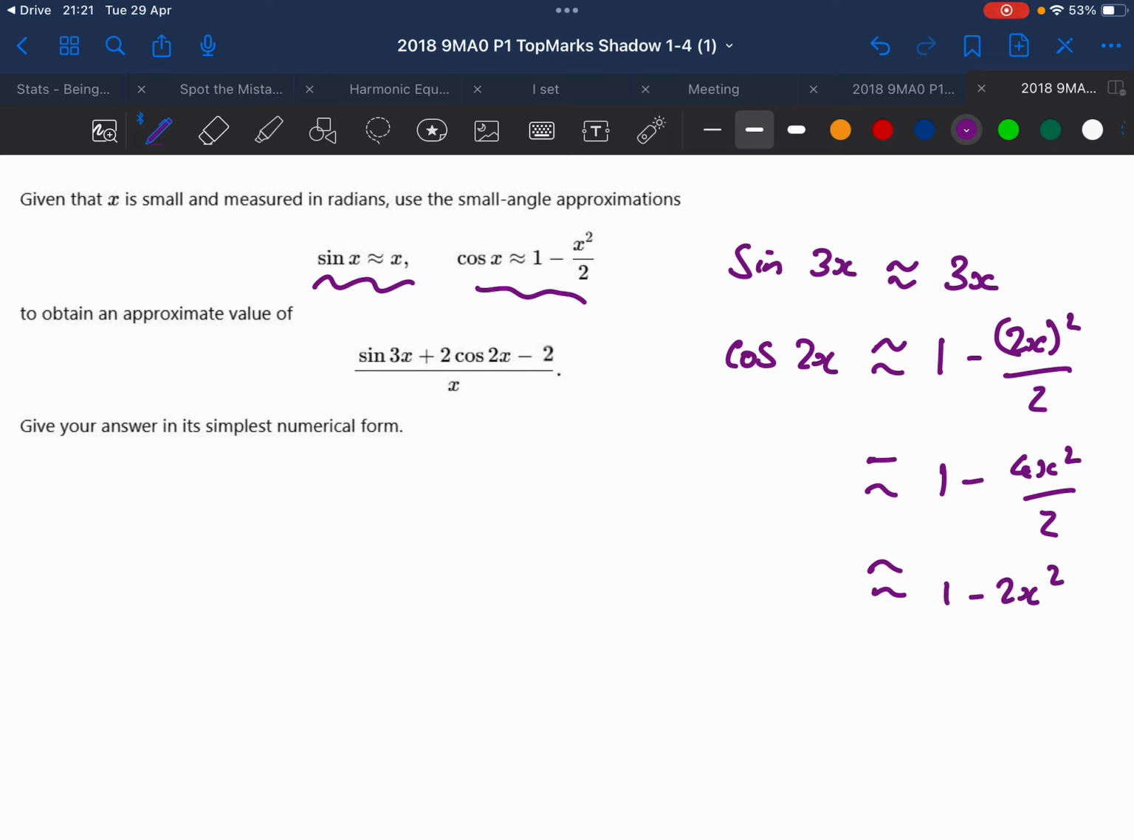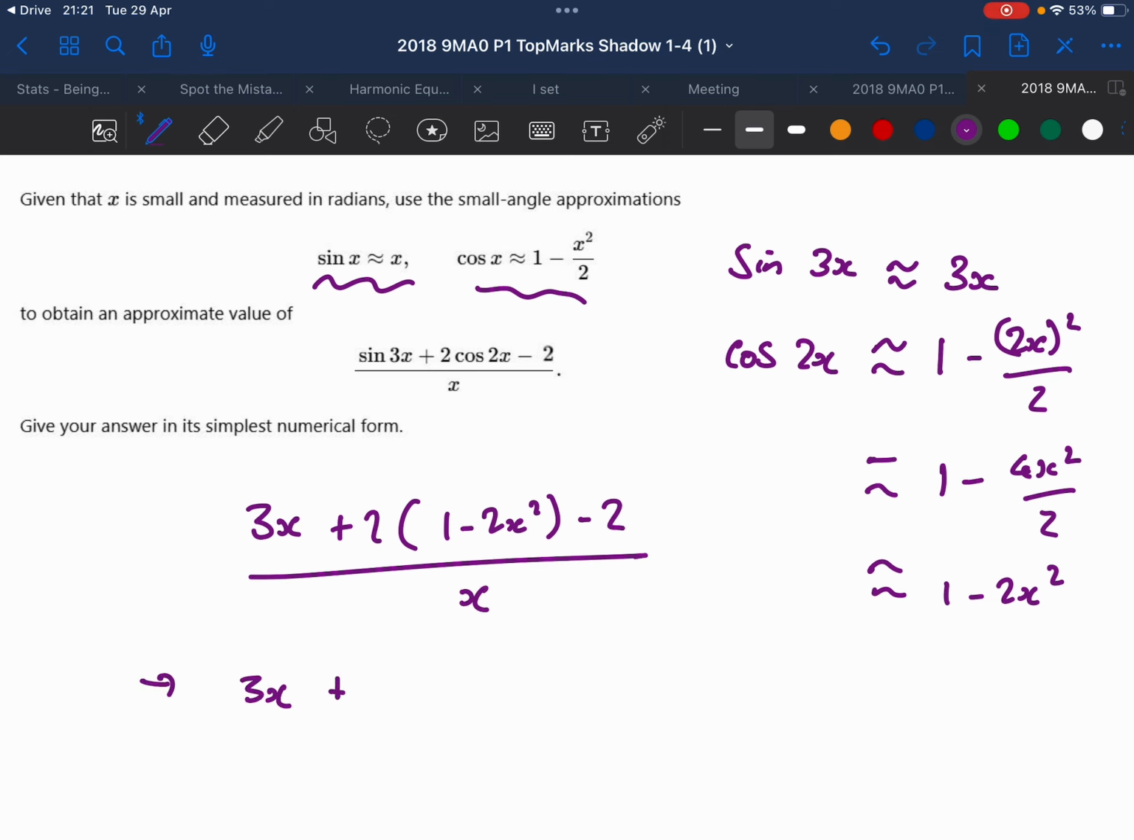So if we put those results in now, we will get 3x plus 2 lots of (1 minus 2x squared) minus 2, all over x, which becomes 3x plus 2 minus 4x squared minus 2, all over x. The plus 2 and the minus 2 should then cancel.